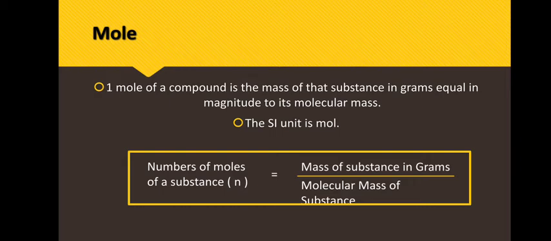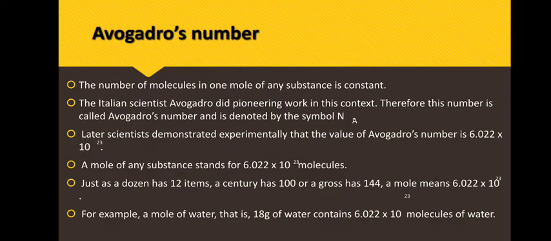So the number of moles of a substance, which is given by small n, is equal to the mass of substance in grams upon the molecular mass of the substance. Correct? For example, if you take 18 grams of water, correct? So you have to write 18 grams upon molecular mass, that will be 18 units, correct? So 18 by 18 will get cancelled out, so the number of moles of water will be 1. Followed, students?